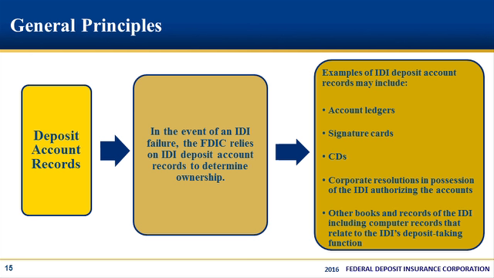When an FDIC-insured bank fails, the FDIC relies on the deposit account records located at the bank to determine the ownership of the deposit funds and the amount of deposit insurance coverage. Listed on slide 15 are examples of bank records the FDIC may use in determining deposit insurance coverage.